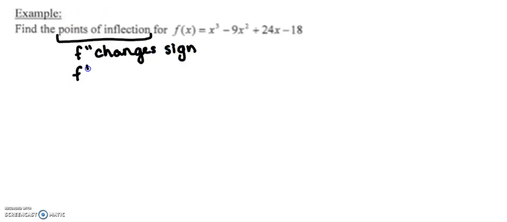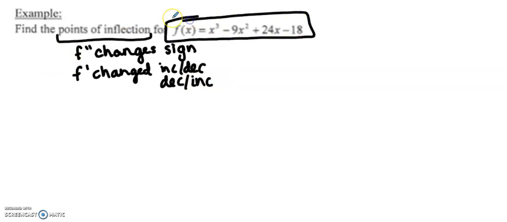So find the points of inflection. Points of inflection is where f double prime changes sign. It's also where f prime would have changed from increasing to decreasing or decreasing to increasing. That's how we want to think about points of inflection, okay? Two different ways to view it, through the second derivative or through the first. Well, I have f of x here, so I'm going to go ahead and talk about the second derivative.